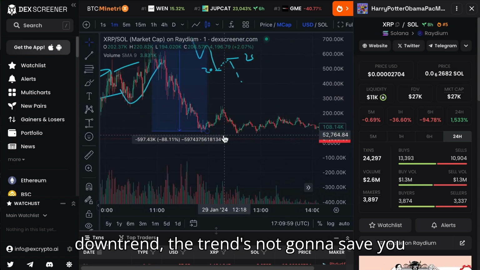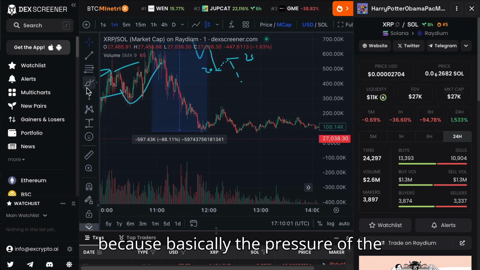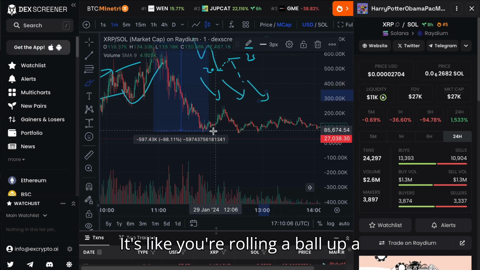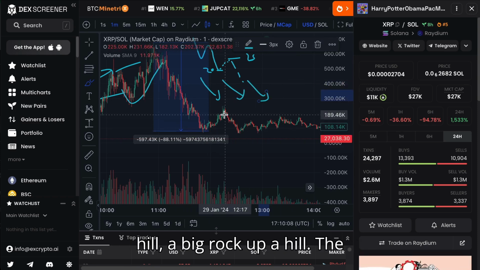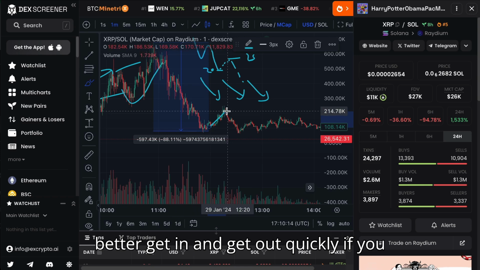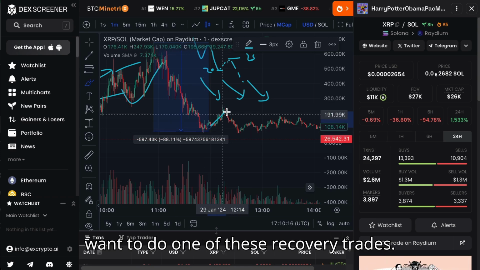But on a downtrend, the trend's not going to save you, because basically the pressure of the market is down against you. It's like you're rolling a ball up a hill, a big rock up a hill. The pressure is always going to be down. It's going to get sold off any second. So you better get in and get out quickly if you want to do one of these recovery trades.